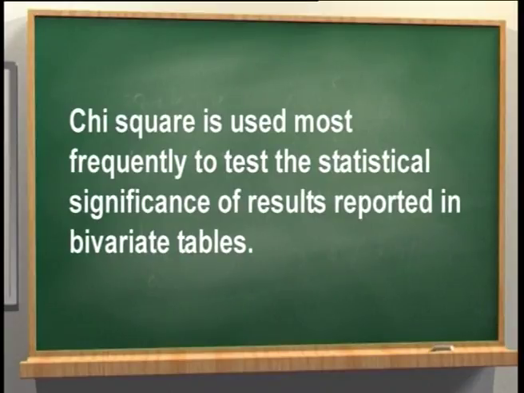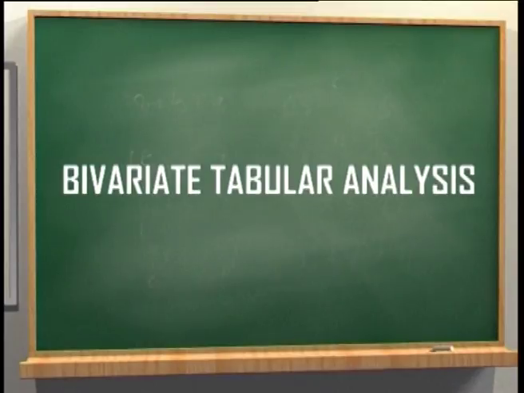Chi-square is used most frequently to test the statistical significance of results reported in bivariate tables, and interpreting bivariate tables is integral to interpreting the results of a chi-square test. So, we will take a look at bivariate tabular analysis. Bivariate tabular analysis is used when one tries to summarize the intersections of independent and dependent variables and understand the relationship between those variables.